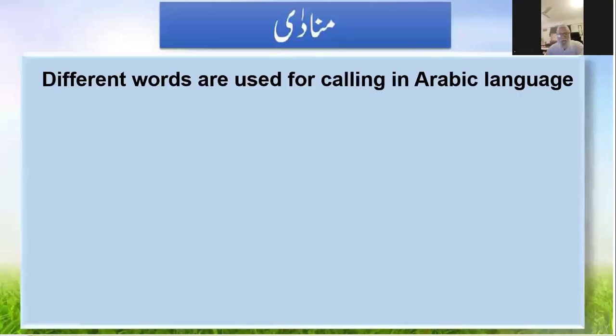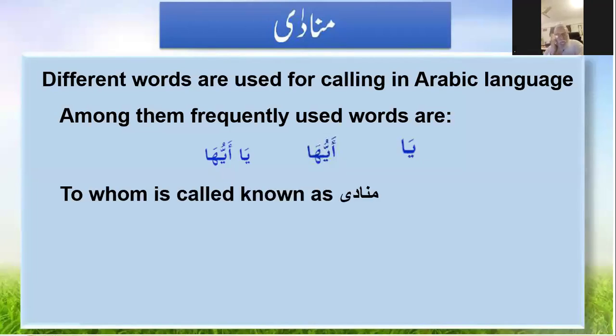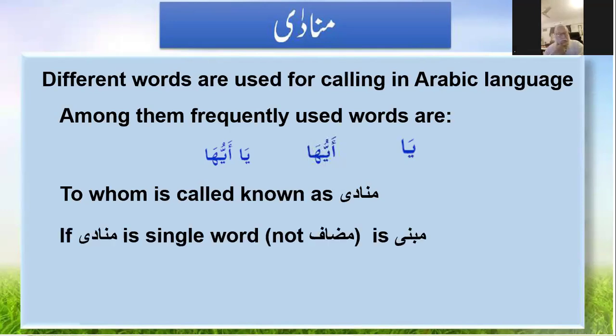Different words are used for calling munada in Arabic language. Among them, frequently used words are ya, ayyuha, ya ayyuha, and for the feminine, ya ayyatuha. The one to whom it is called is known as munada. If munada is a single word, not mudaf, then it is mabni. If munada is mudaf, then it is mansub.